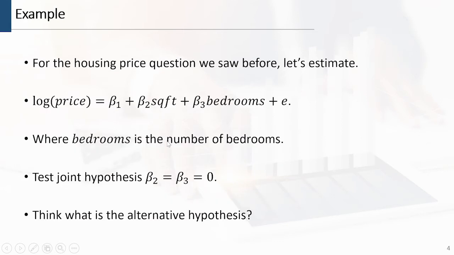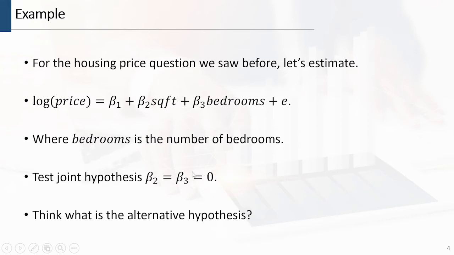All right, so let's just look at an example. Suppose that we just use the housing price equation again. We estimate an equation where the log of housing price is equal to beta 1 plus beta 2 times square foot of the house plus beta 3 times the number of bedrooms, plus the area term. And we want to do a joint hypothesis test of beta 2 equal to beta 3 equal to 0.